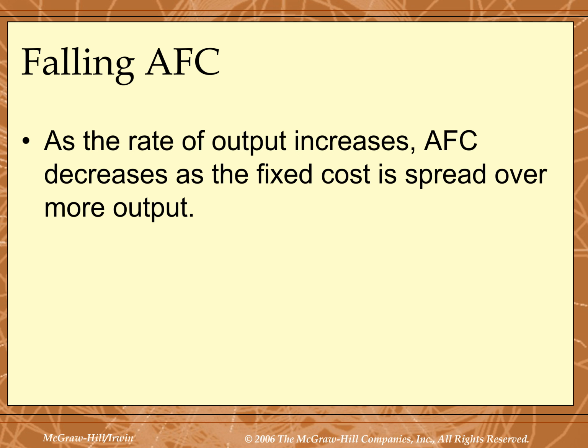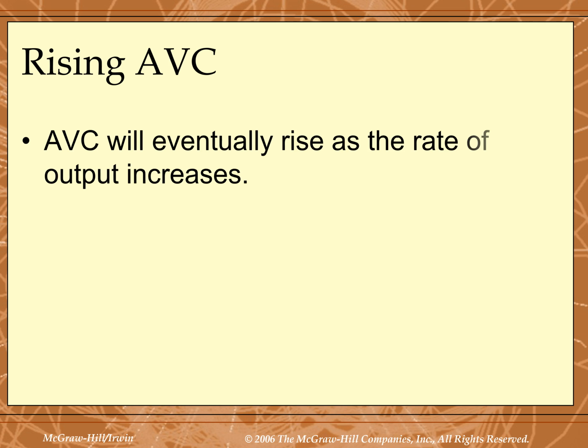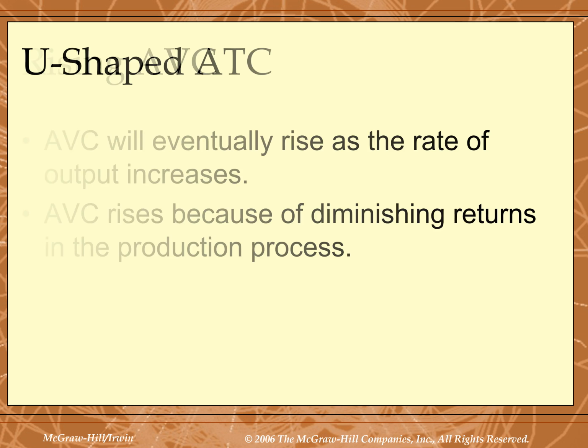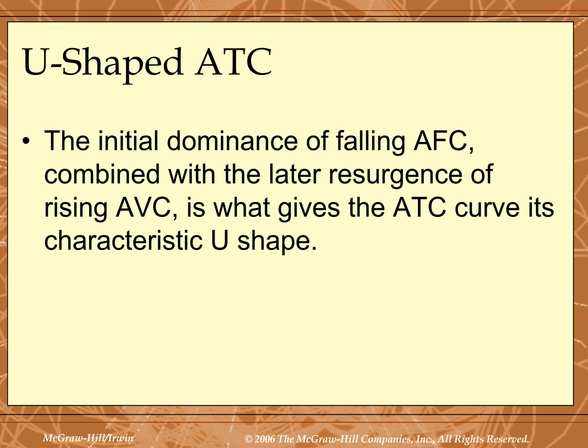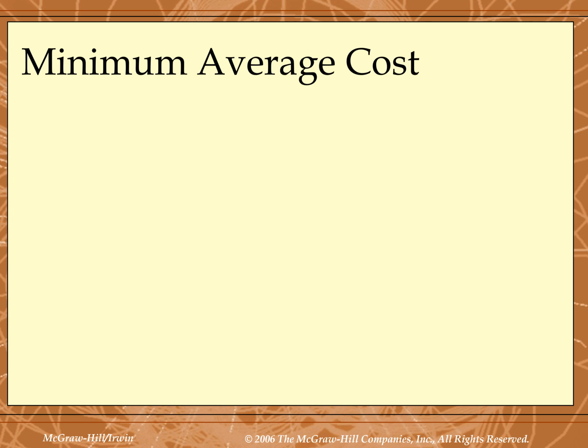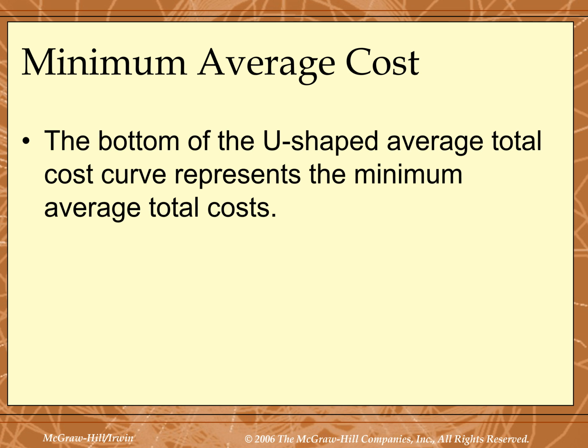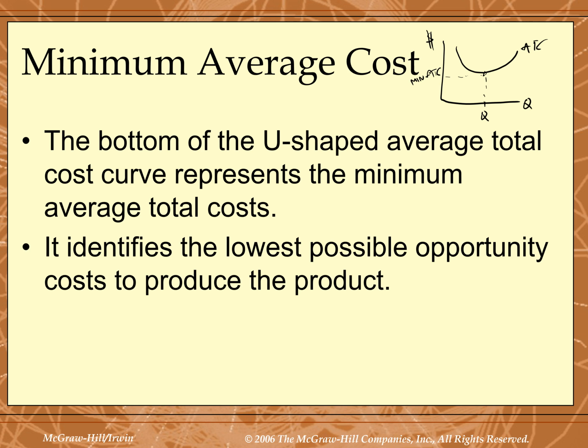Now we talked about how average fixed costs are always falling, and AVC is always rising. And that gives rise to this U-shaped average total cost curve. Now another thing is, since your ATC has got this U-shape, the bottom part here shows the rate of output right here. Q, this is Q by the way, and this is the costs. This shows the rate of output that minimizes your average costs. So this would be minimum ATC. It basically identifies the lowest possible opportunity cost to produce a product.